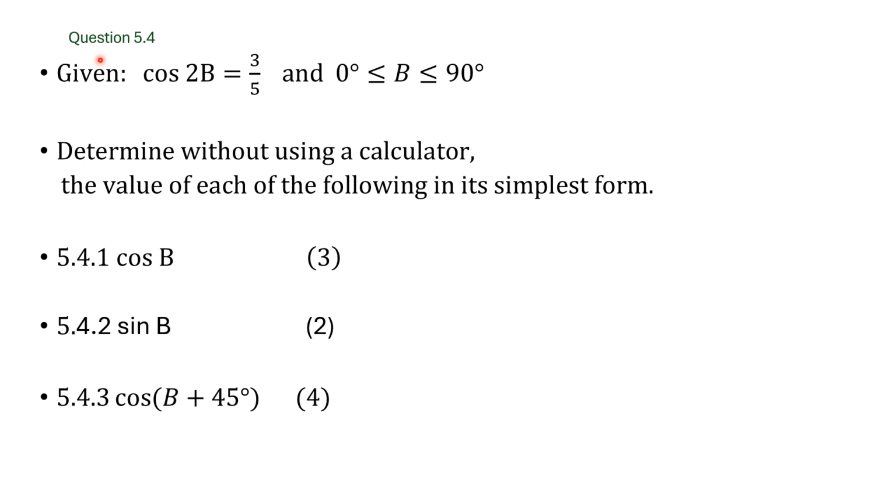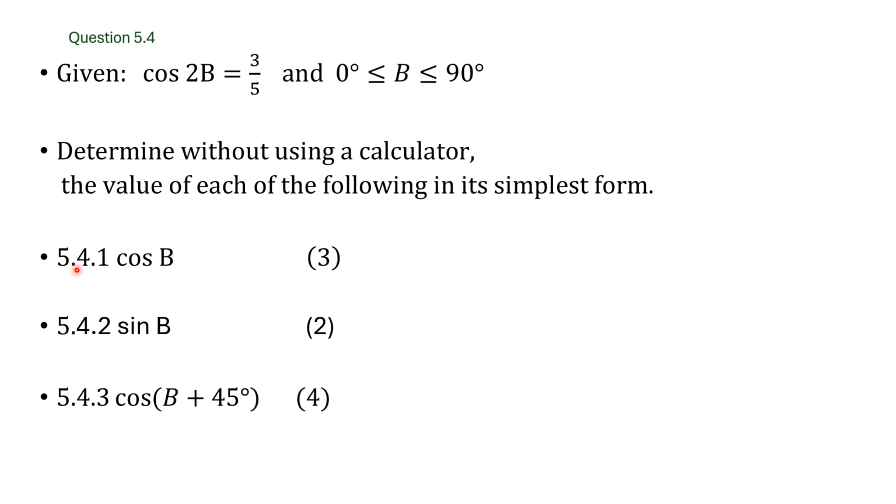Question 5.4: given cos 2b, you see 2b is a double angle, equal to 3 over 5, and b must be less than or equal to 90 degrees and greater than or equal to 0. So b is in the first quadrant where everything is positive. Determine without the use of a calculator the value of each of the following in its simplest form.